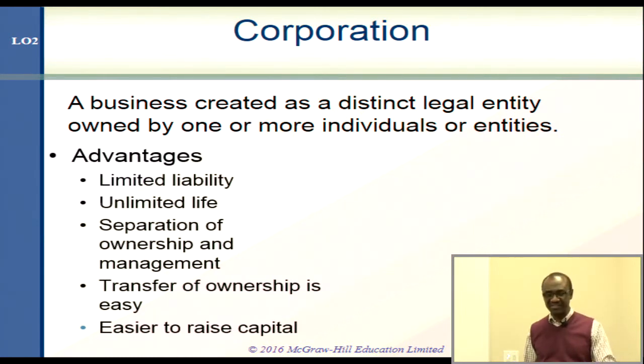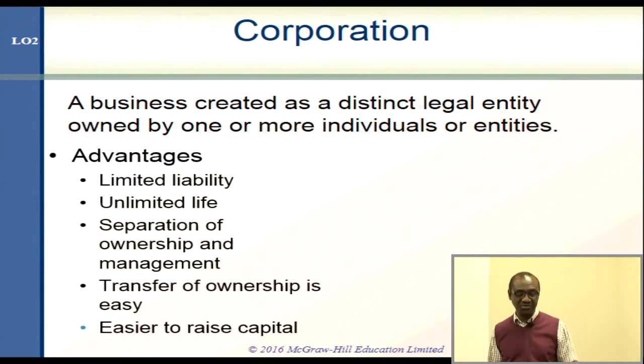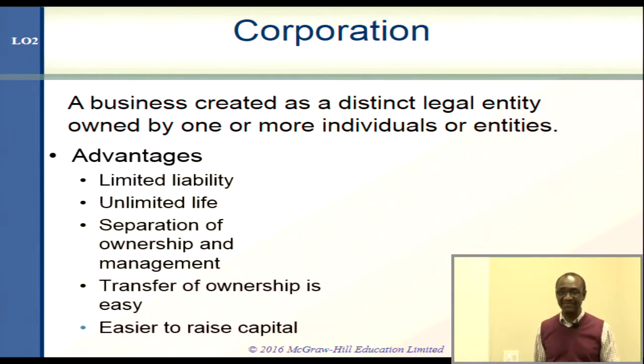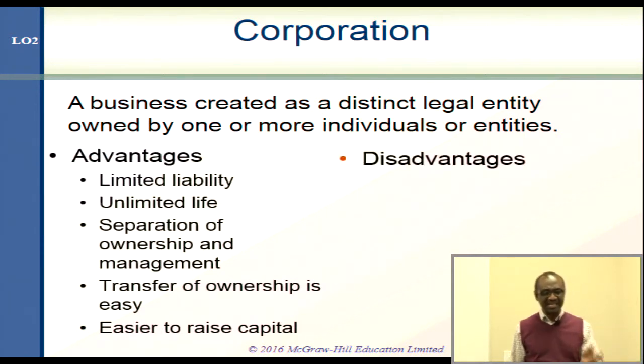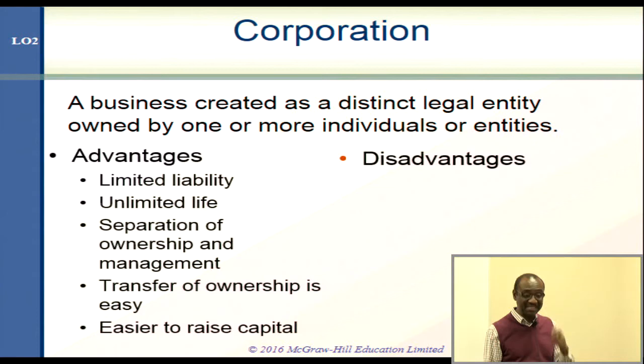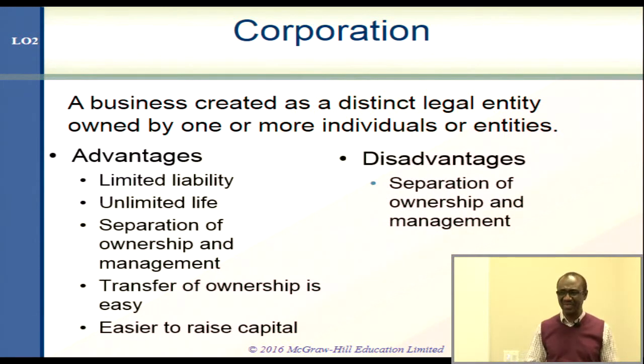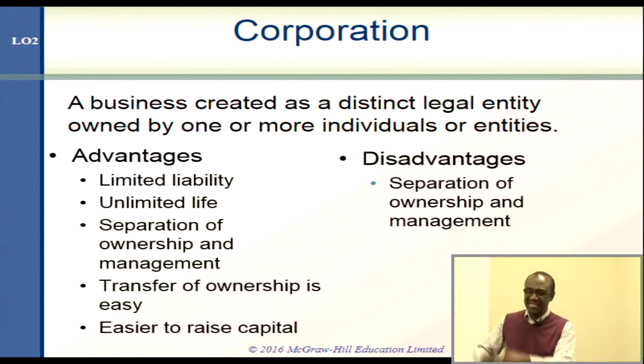So having said all this, these are all the advantages, the good stuff. What about the bad stuff, which are the disadvantages of a corporation? Well, the first one is the separation of management and ownership. So why is it a disadvantage? Well, it's a disadvantage in the sense that we're looking at two separate stakeholders. A stakeholder being people who have an interest in an organization. So the owner, for example, is one stakeholder.